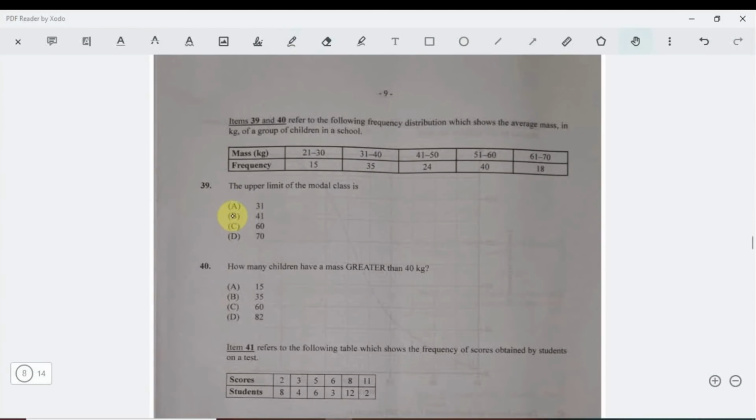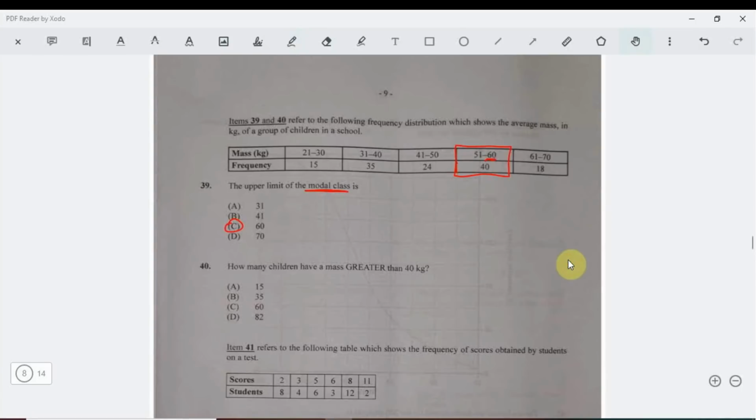Alright, question 39. It says the upper limit of the modal class is. Modal class is where the frequency is highest. The frequency is highest in this region where we say 40, right? And so they want the upper limit. The upper limit is the bigger number, 60. That's the upper limit, 60.